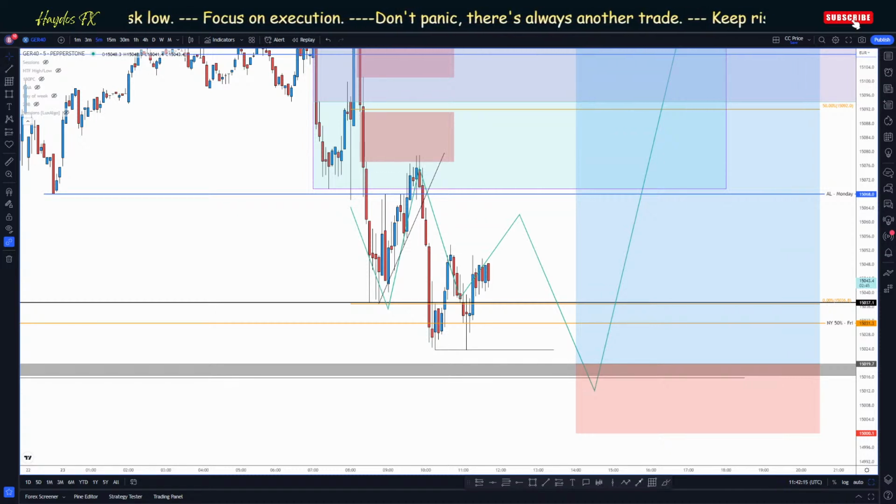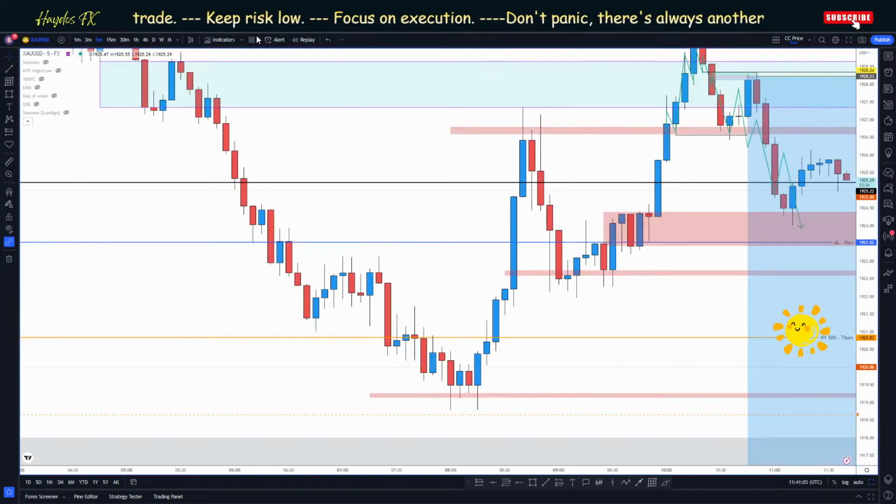Come on, break London low. London low is way below. Which pair? Gold. That's a long way down. Double bottom is there on the 5-minute chart.